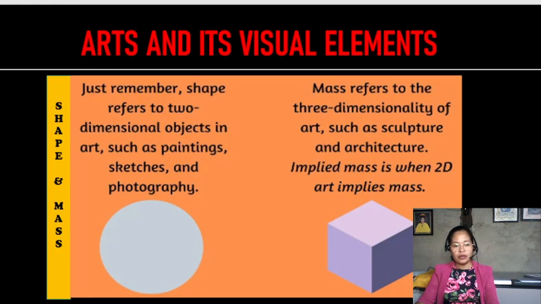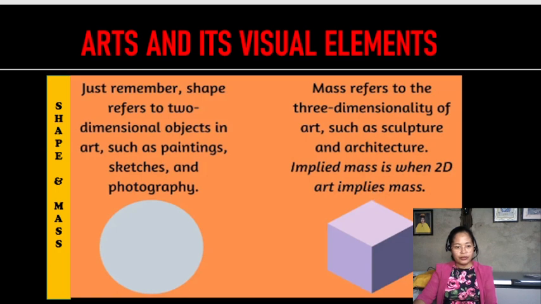Okay, now we go to the second element, which is the shape and the mass. Okay, so just remember, shape refers to two-dimensional objects in art, such as paintings, sketches, and photography. Okay, while the mass refers to the three-dimensionality of the art, such as the sculpture and architecture. Okay, implied mass is when two-dimensional art implies mass.